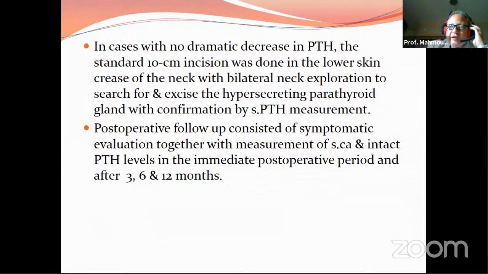In cases with no dramatic decrease in the parathyroid hormone, the standard 10 centimeter incision was done in the lower skin crease of the neck with bilateral neck exploration to search for and excise the hyperfunctioning parathyroid gland, confirmed by the intact parathyroid hormone measurement. Post-operative follow-up consisted of symptomatic evaluation, measurement of serum calcium, and intact parathormone level in the post-operative period, and after 3, 6, and 12 months.